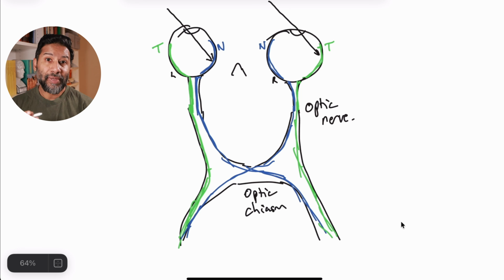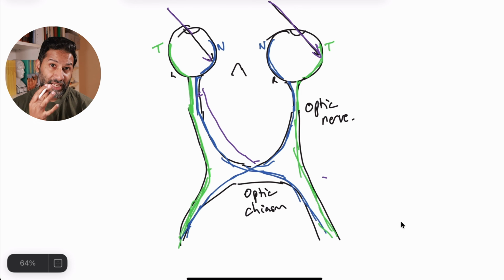So what's happened in this instance? Well, when we have light coming in from the left side of the world and it's hitting the right side of our eyes, after the chiasm, those fibers have actually joined together. So this nasal fiber that's catching the left side of the world has crossed over, and these temporal fibers, which are catching the left side of the world, have crossed over. So after the chiasm, what we end up getting is a convergence of the actual signals.